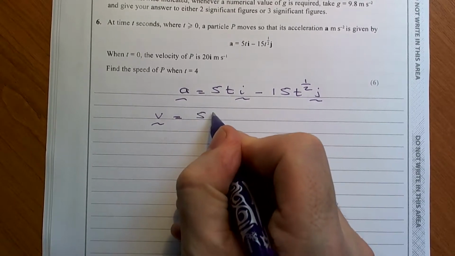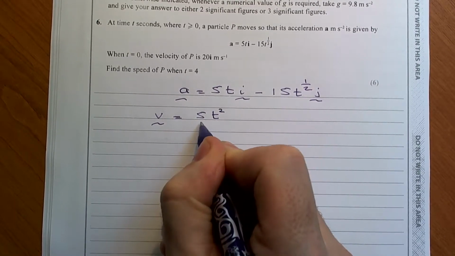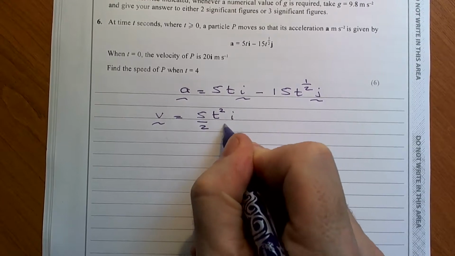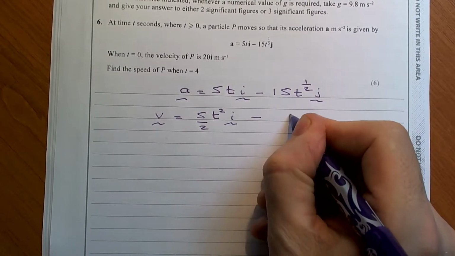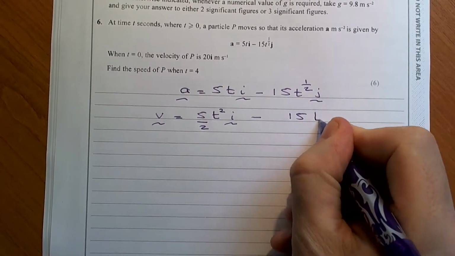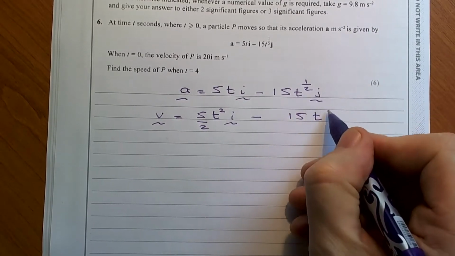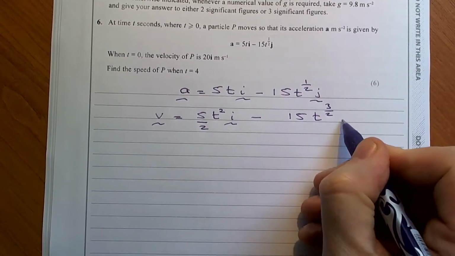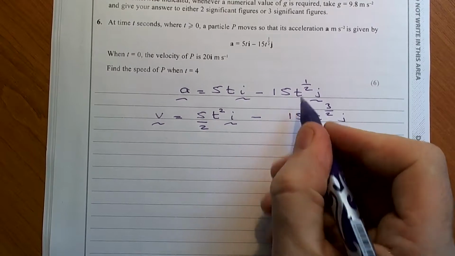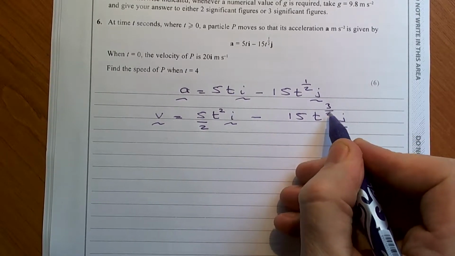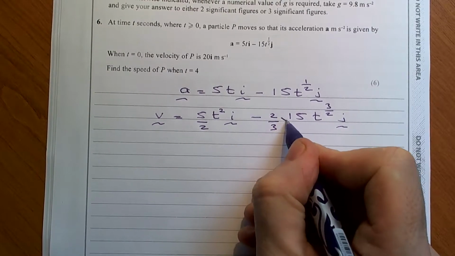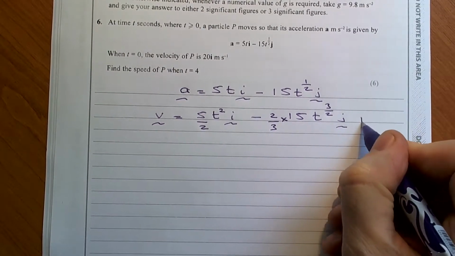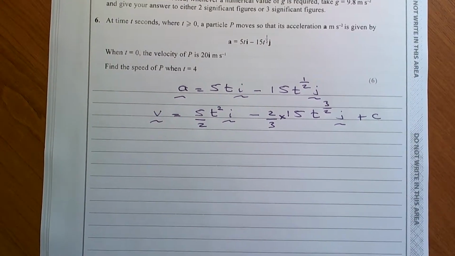So this one is going to be 5t squared over 2 i, minus 15t. Now we're adding 1 to the power, so that's going to be to the power of 3 over 2 j. But then we have to divide by the new power. So dividing by 3 over 2 is the same as multiplying by 2/3. And then don't forget our constant of integration, plus c.